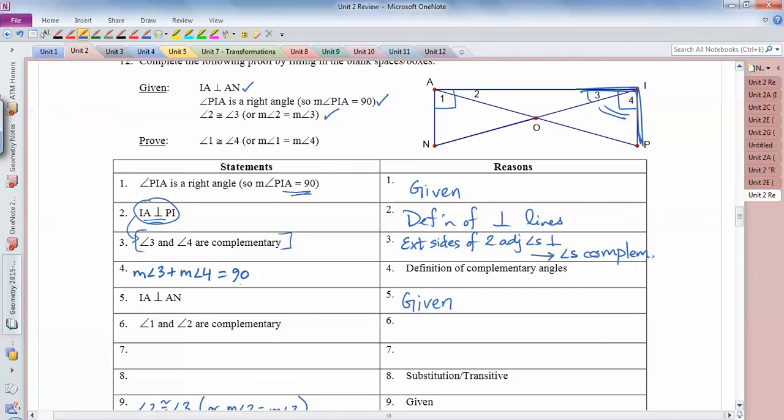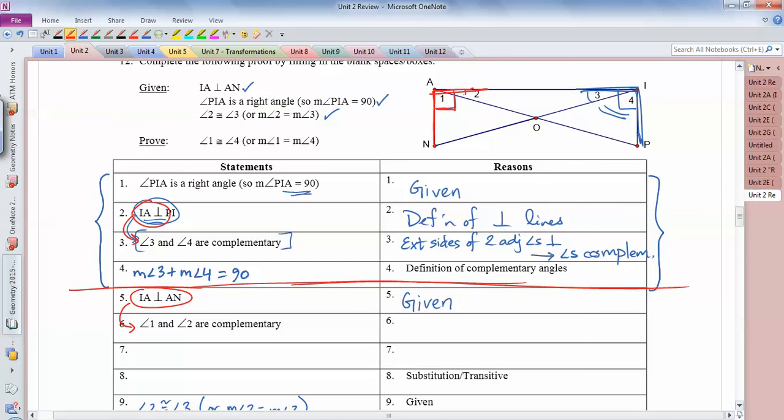Okay. So let's see. These pieces here kind of go together to form one chunk of the proof. Hopefully you can kind of see how each step leads to the next one in the first 4. Notice in step 5, I've got a new given here. And you might notice that 5 to 6 feels an awful lot like 2 to 3. But 5 to 6, IA perpendicular to AN, is over on this side of the diagram now.